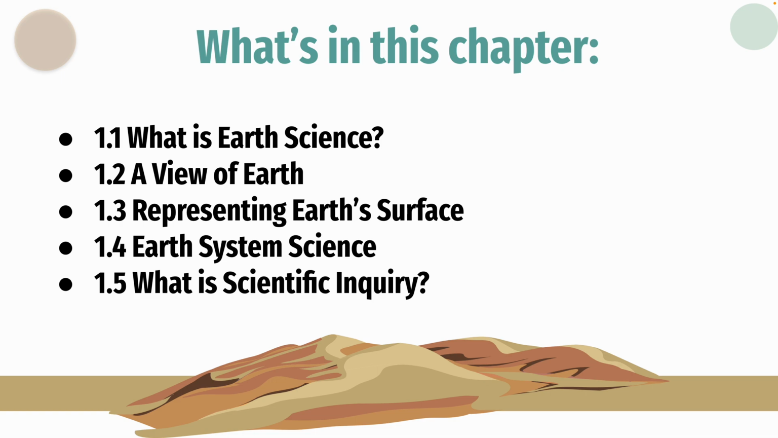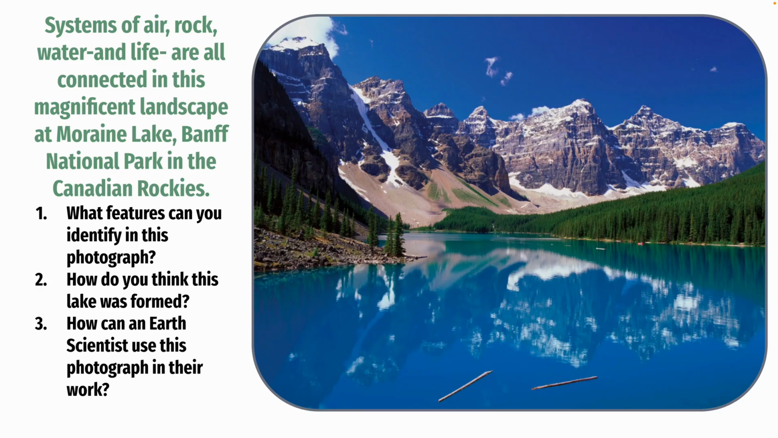So what is the basic structure of the Earth? There's actually 5 sections in this chapter. You can see we start off real easy. What is Earth science? A little bit about looking at a view of the Earth, representing Earth's surface, Earth system science, what is scientific inquiry. So there's actually a lot of stuff in this section.